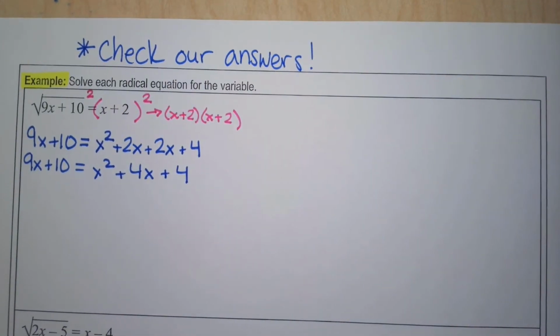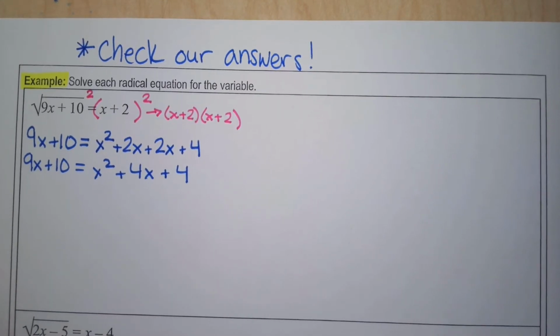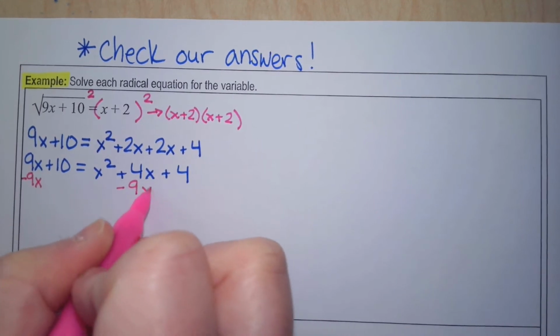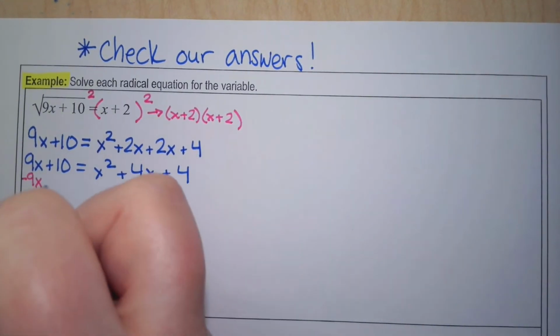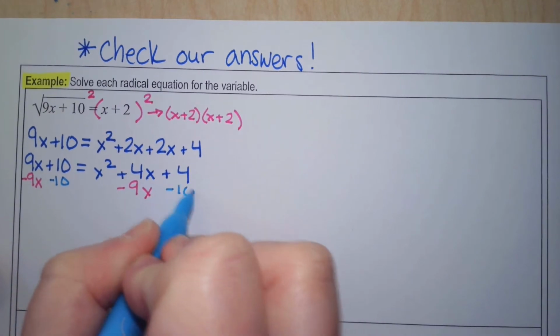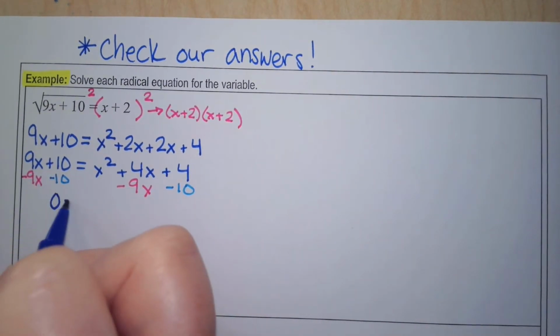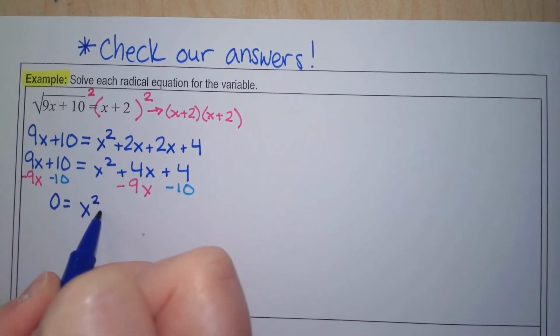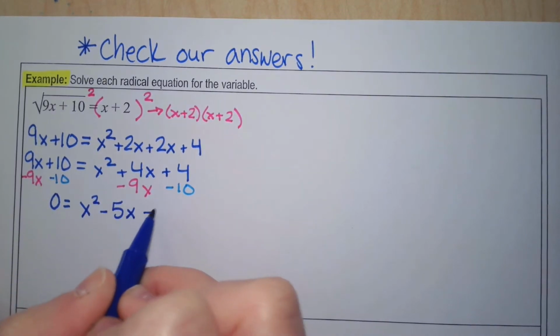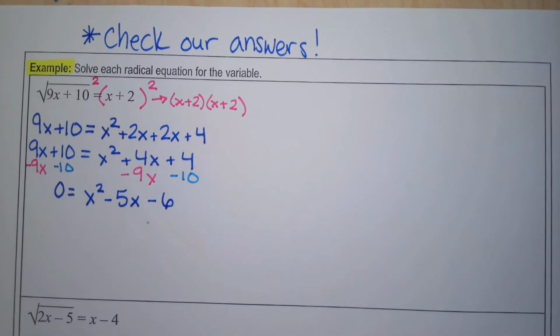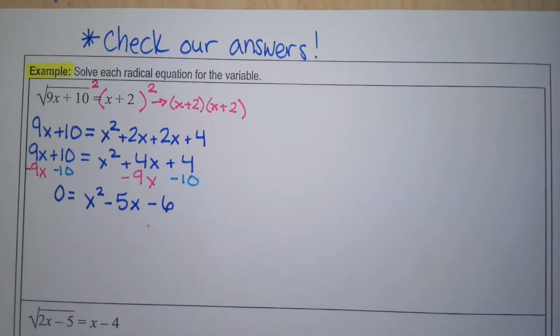Now remember, to be able to solve a quadratic, it needs to be set equal to 0. So we need to subtract 9x from both sides, and we need to subtract 10 from both sides. So we have 0 is equal to x squared minus 5x minus 6. So now what we're going to do is we're going to solve by factoring.